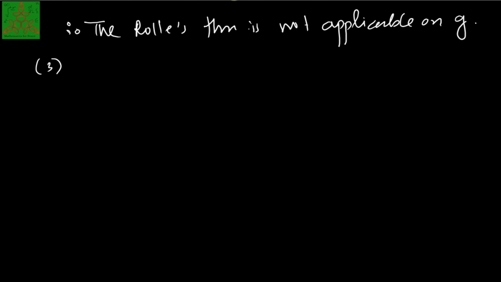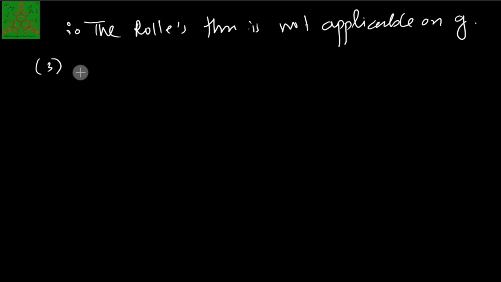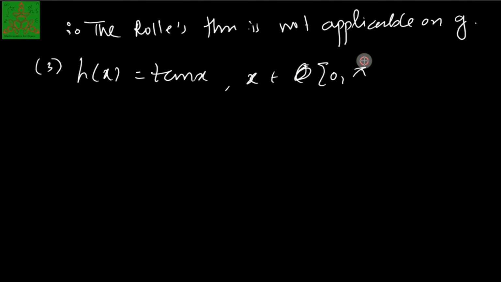The third function we have been given is tan x, that is h(x) = tan x in the interval [0, π]. So the function h(x) = tan x is considered on the closed interval [0, π]. But one should note that the function h is not continuous at the point x = π/2.